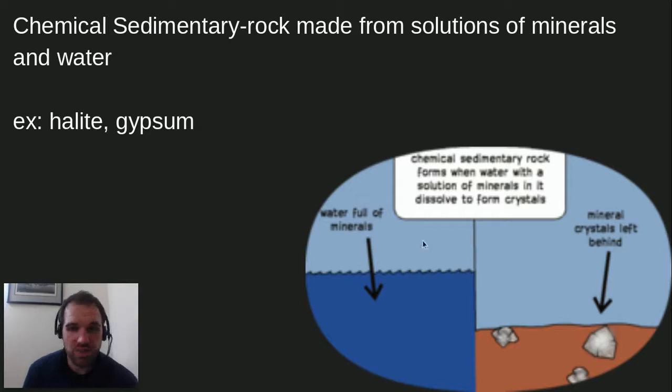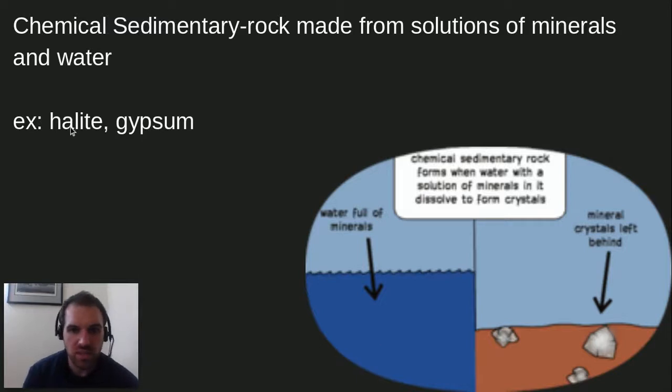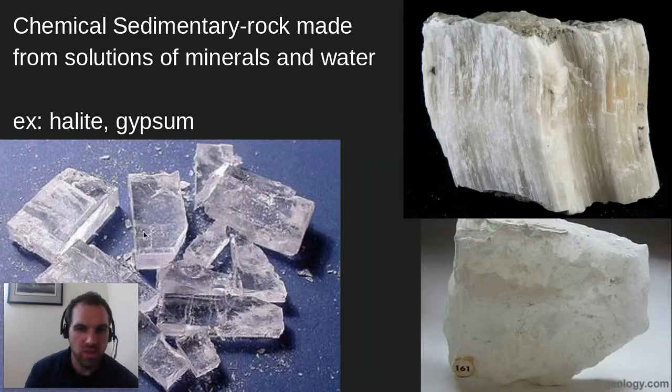So here we have an example. Here's water, and this water is salt water, let's say. It's completely full of salt. We don't see it because it's so perfectly dissolved within it. But then over time, as this water evaporates, the salt is what's left behind, and then those salts condense and combine to form salt crystals. We call that halite. So here's an example of what the halite looks like right over here. It's like rock salt. And then over here you have gypsum.